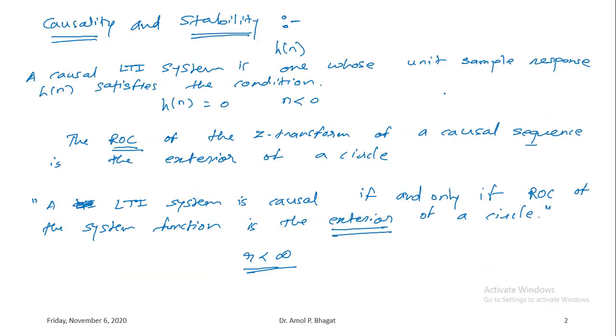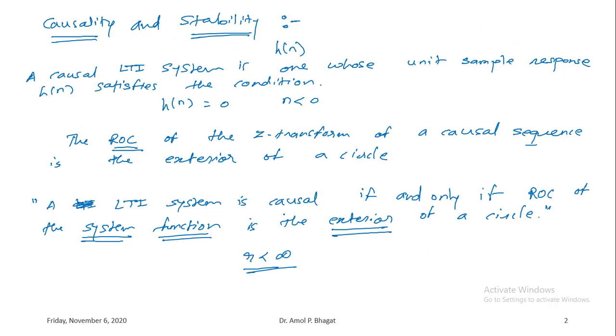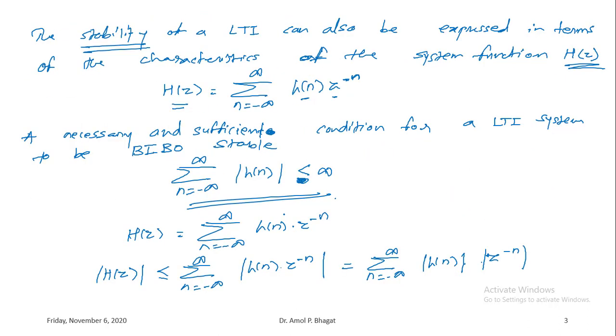So here we have defined causality, right? An LTI system is causal if and only if the ROC of the system function, capital H(z), is the exterior of a circle. Then you can say that the given system is causal. And what about stability? If the ROC of the system function includes the unit circle, then you can say that the given LTI system is bounded input, bounded output stable, right? So that is all about causality and stability of an LTI system in the Z domain.